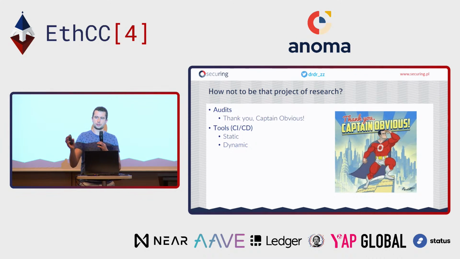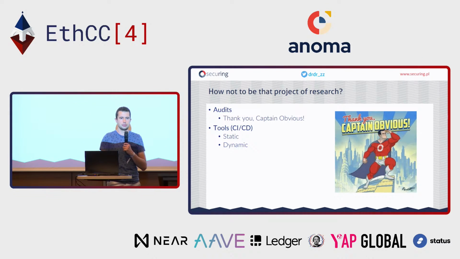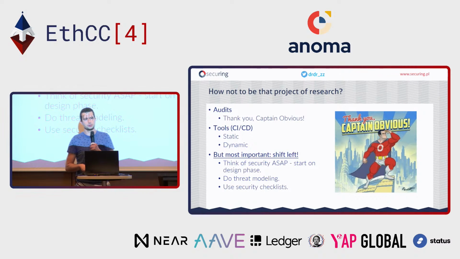Yeah, first of all, audits. I know. Everybody knows that, right? And it's not very easy to get one. The other one is also quite important and quite common: the tools that you should integrate in your CI/CD. There are plenty of them, and they are open source, so why not use them? But what is most important, in my opinion, is shifting left.